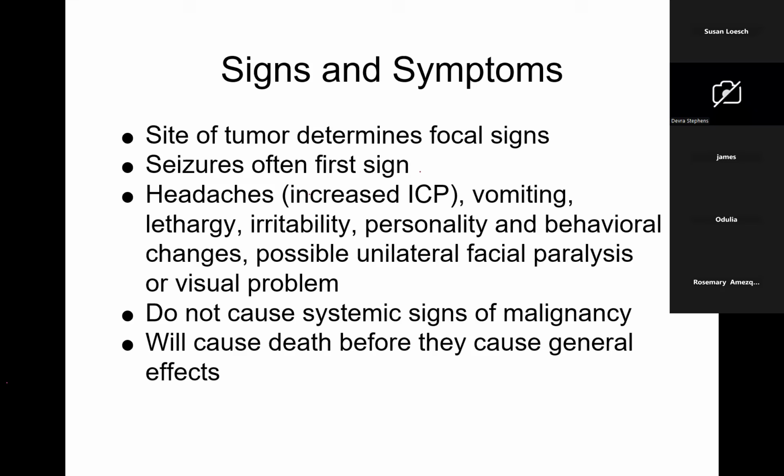And unlike other forms of cancer, brain tumors do not cause the usual systemic signs of malignancy because they do not metastasize outside of the central nervous system, and the person typically dies before the tumor is large enough to cause general effects in the body.